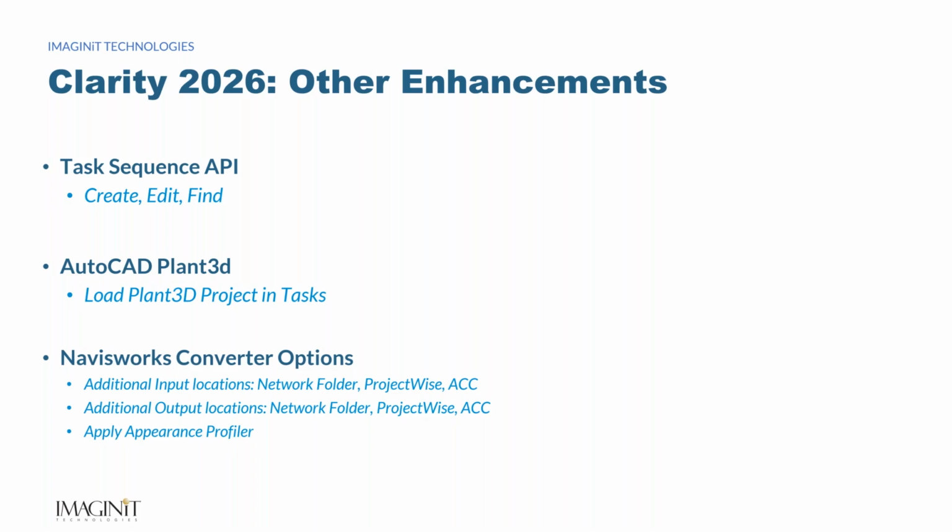For Plant 3D, we've added an option on the UI to load the project XML first, which will help with resolving the DWG files when you're running different types of AutoCAD tasks. And then for Navisworks Converter, we've added a few input locations and output locations, as well as the ability to use the appearance profiler.